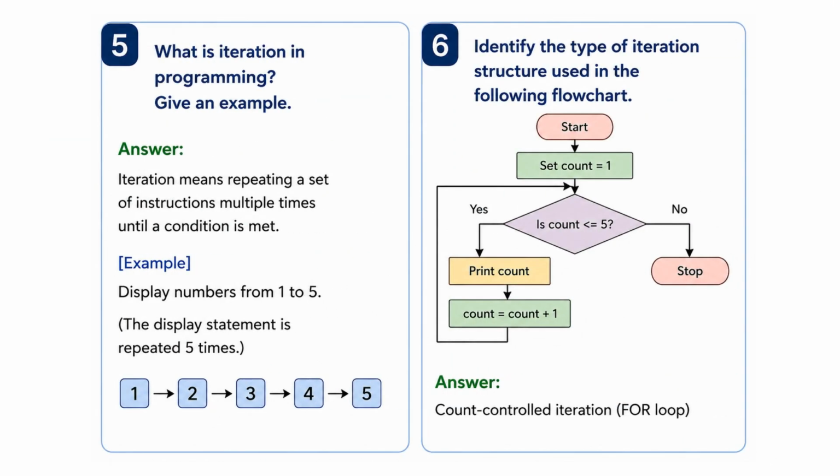Question 6 asks us to identify the type of iteration structure in the flowchart. The flowchart sets count equal to 1, checks whether count is less than or equal to 5, prints the count, increases the count by 1, and repeats the process. This is called count-controlled iteration, also known as a for loop. It is count-controlled because we already know how many times the loop will repeat. Loops are very useful because they save time and reduce repeated code.